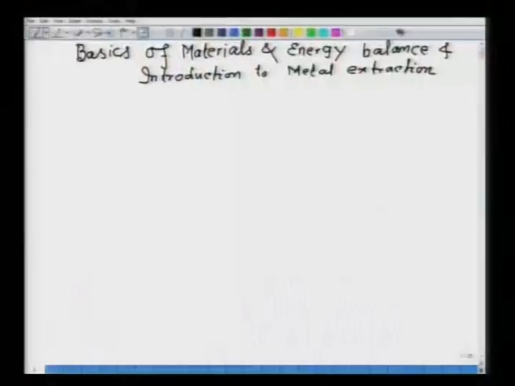Probably he would like to measure the saving of energy or utilization of energy, if he happens to know how the energy is being utilized. So, let us see first of all what the basics of materials and energy balance are. It is nothing very great, it is very simple.